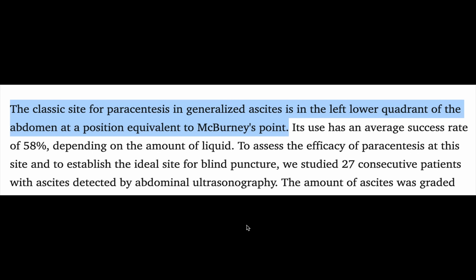The classic site for paracentesis in generalized ascites is in the lower left quadrant of the abdomen at a position equivalent to McBurney's point. So it's exactly the same thing as stated in the previous document, and you're going to see not only that it's made clear that the left lower quadrant is the idealized place to do it, but also that McBurney's point is referenced as something to look for and something that you need to be parallel with or lateral with, but you must not go anywhere near it.